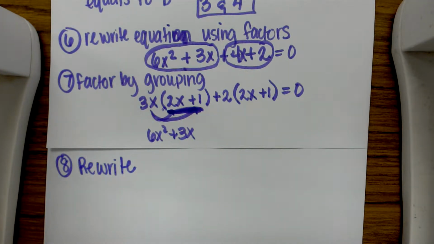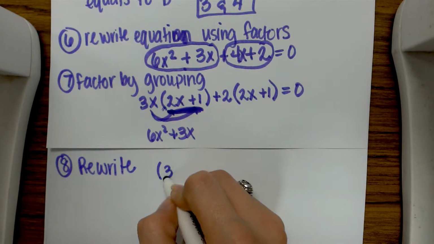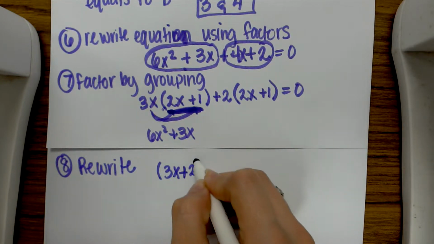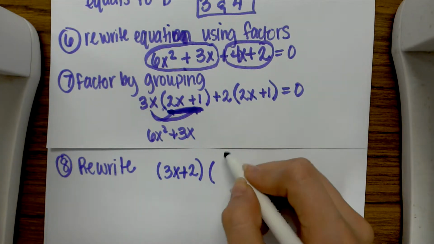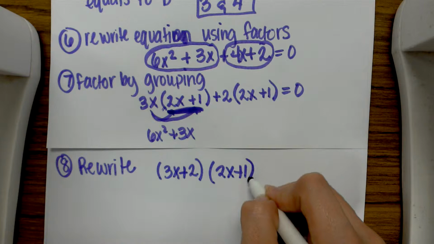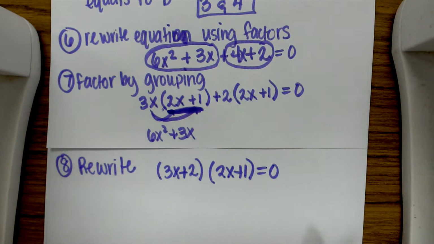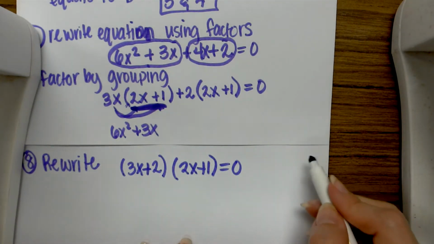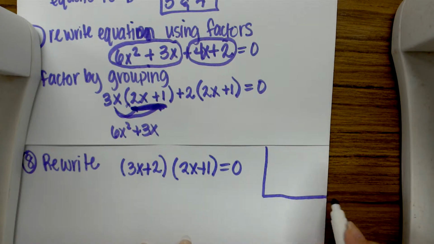Okay? So, we're going to rewrite this. We're going to write it like this: 3x plus 2, open parentheses, times 2x plus 1 is equal to 0. So I'm going to go over here on the side and I'm going to explain to you how that works.